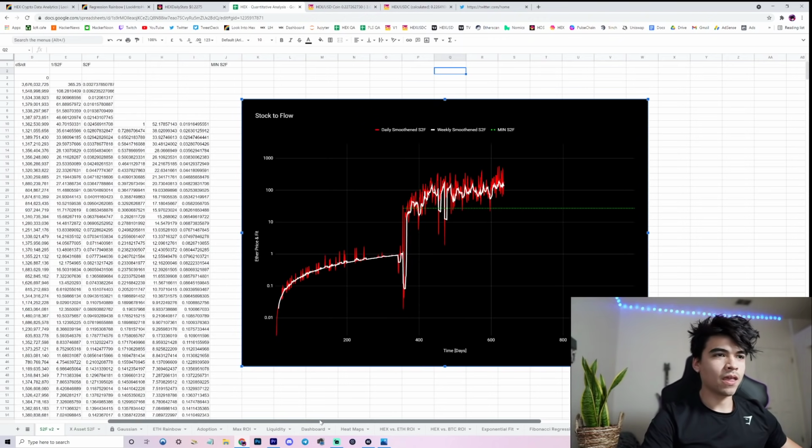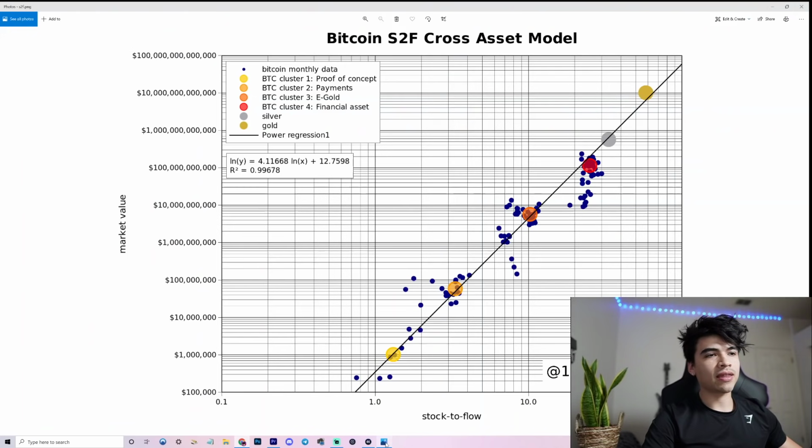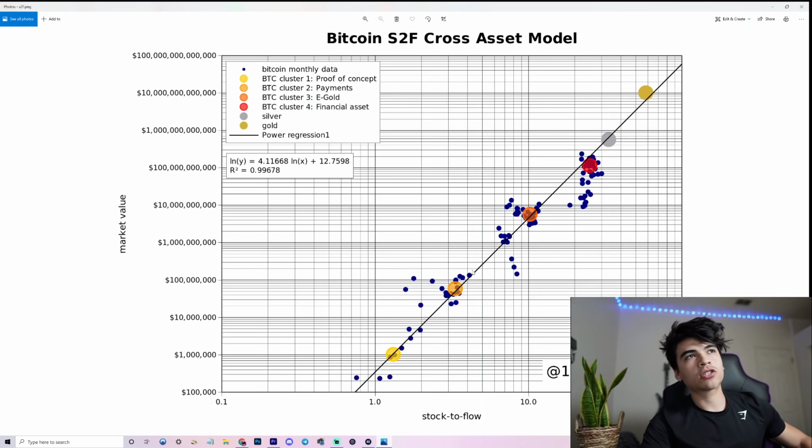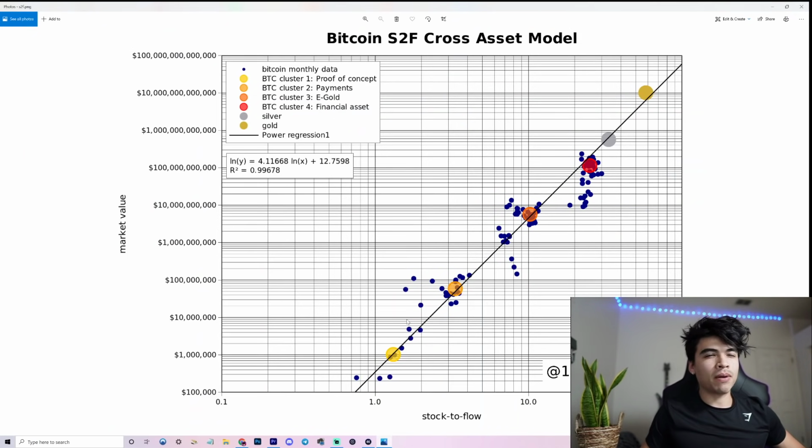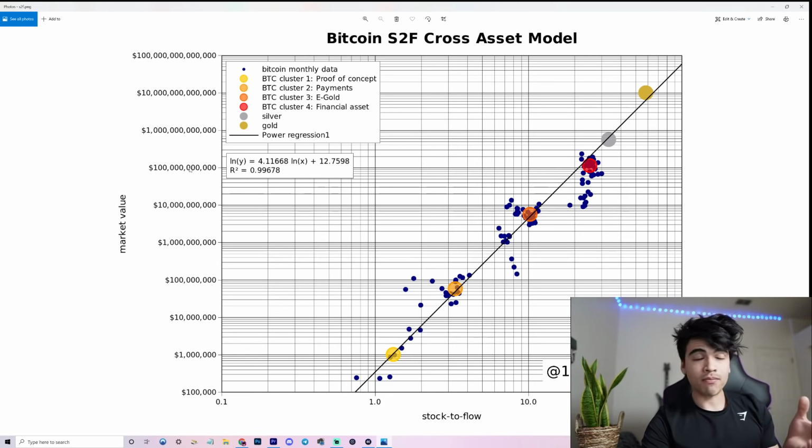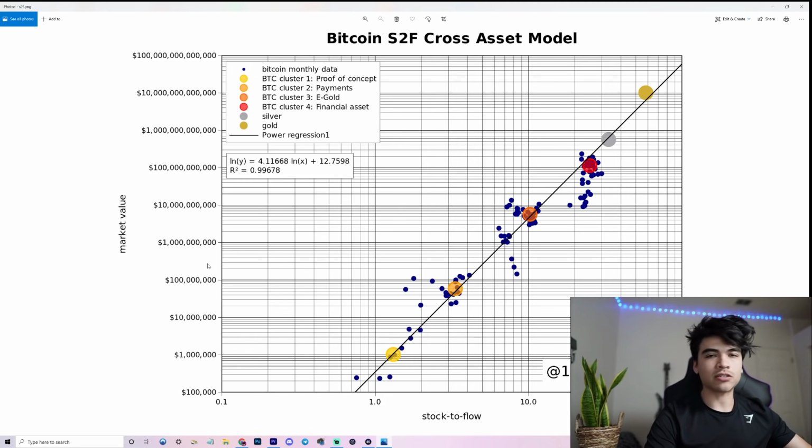So can we compare this to anything else? Well, if you're familiar with the Bitcoin stock to flow cross asset model by Plan B on Twitter, a lot of people love this because it takes time out of the equation and says, hey, looking across different assets such as Bitcoin, silver, and gold, you have this general trend where here we're plotting stock to flow versus market cap, right? Market value, the valuation of that currency as a whole.